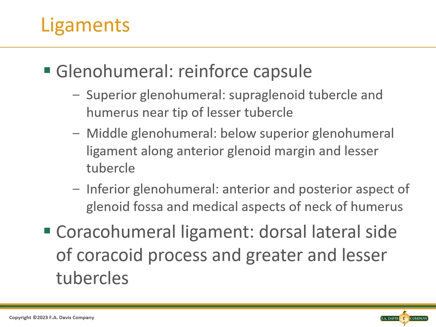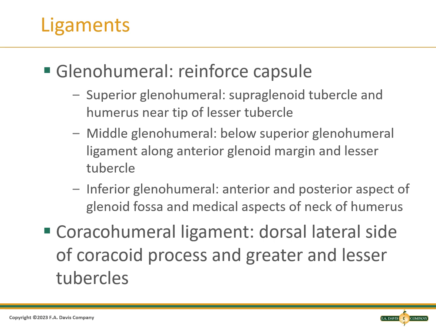The ligaments of the shoulder, we have our glenohumeral ligaments that help to reinforce the joint capsule and sit on the anterior aspect of the joint. There are three portions to the glenohumeral ligament: our superior, which runs from the supraglenoid tubercle and the humerus near the tip of the lesser tubercle. Our middle glenohumeral ligament runs below the superior glenohumeral ligament along the anterior glenoid margin and lesser tubercle. And the inferior glenohumeral ligament runs from the anterior and posterior aspects of the glenoid fossa and the medial aspects of the neck of the humerus.